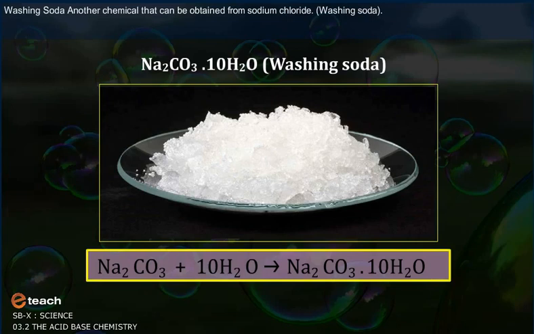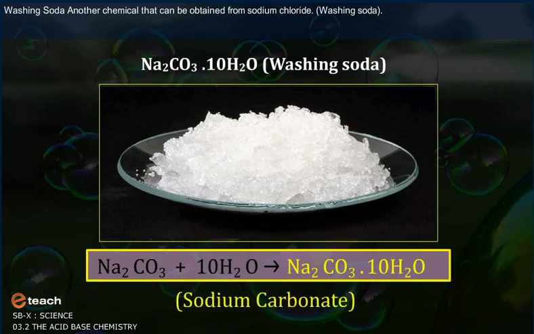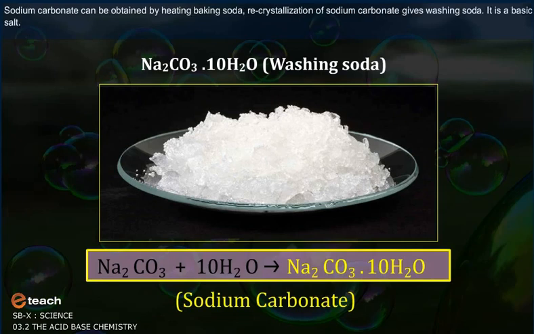Washing soda. Another chemical that can be obtained from sodium chloride is washing soda. Sodium carbonate can be obtained by heating baking soda. Recrystallization of sodium carbonate gives washing soda. It is a basic salt.